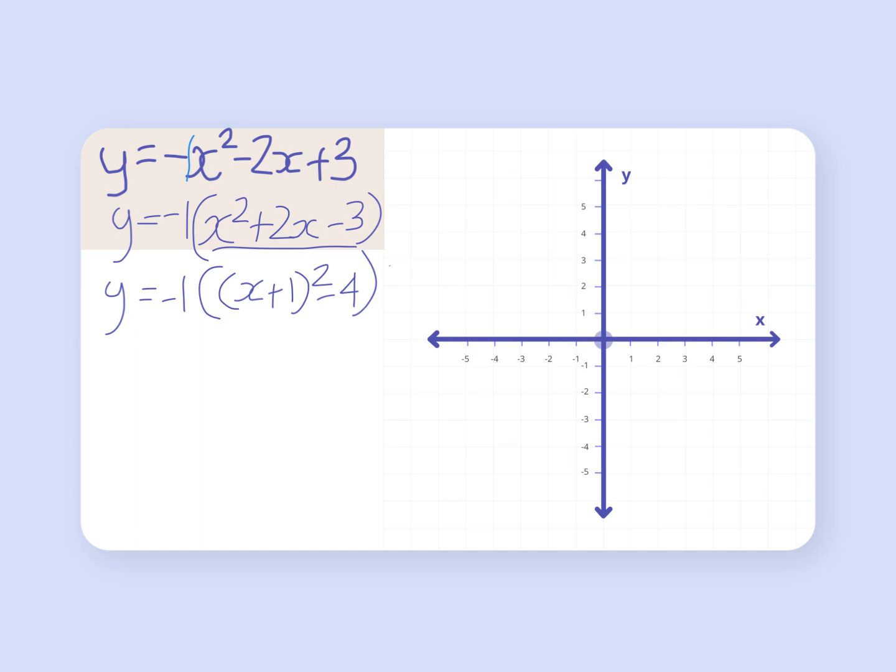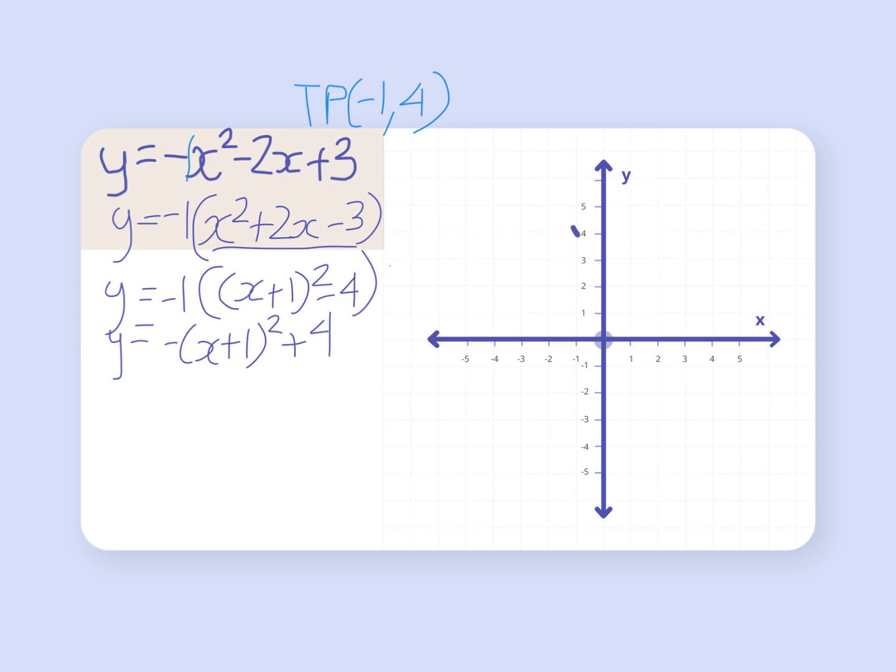So I'm just going to expand this bracket now. Negative 1 times x plus 1 squared, I just leave it like this, and then negative 1 times negative 4. So here it is in completing the square form. So I know that the turning point is going to be negative 1, 4. The turning point has x coordinate that's the opposite of this, negative 1, and this is the y coordinate of the turning point. So I'm going to go ahead now and plot the turning point at negative 1, 4, which is up here. That's the turning point.